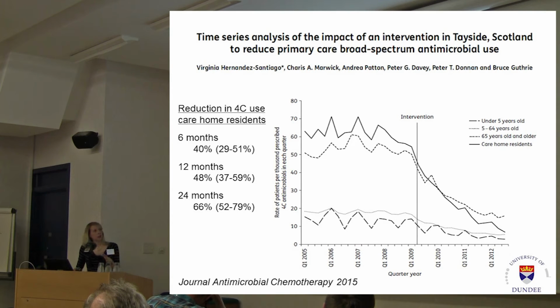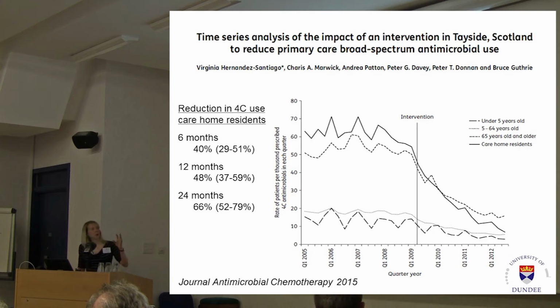But after the intervention, there was even bigger reductions among these high-risk groups, although the rate of 4C prescribing went down in all the risks. So total antibiotic prescribing stayed the same, but 4Cs went down. So obviously other antibiotics were brought in to make up the difference. And these tended to be narrower spectrum and associated with less C. diff, but also should be associated with less antibiotic resistance.